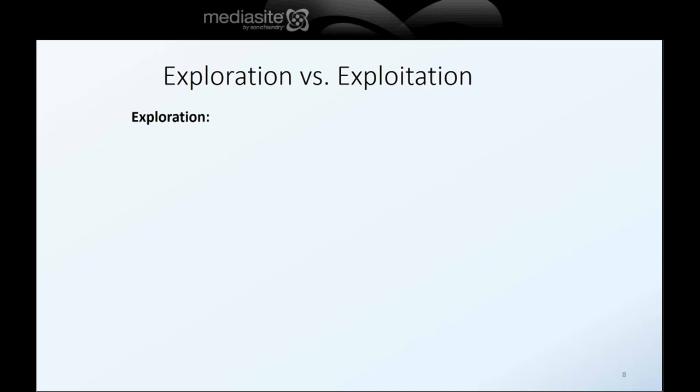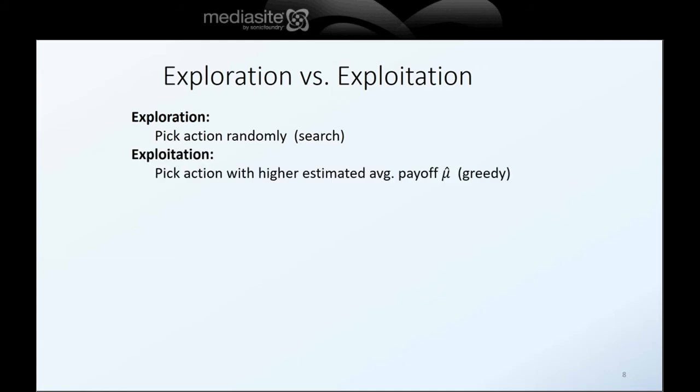What is exploration? Exploration is, since you don't know which of mu1 and mu2 is more, you pick an action at random. Lever 1 is one action, lever 2 is the other action. These are the two actions. And so you are searching. Exploitation is when you pick the lever which has the higher average payoff, mu hat.